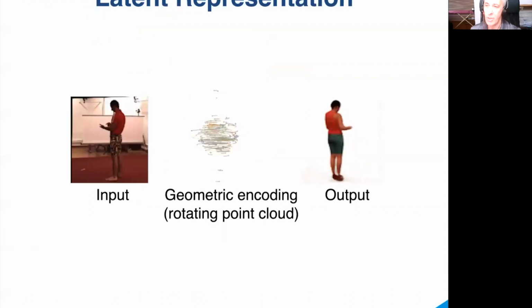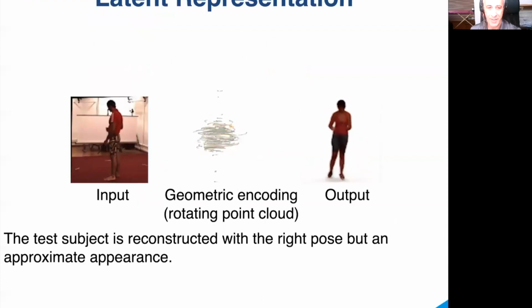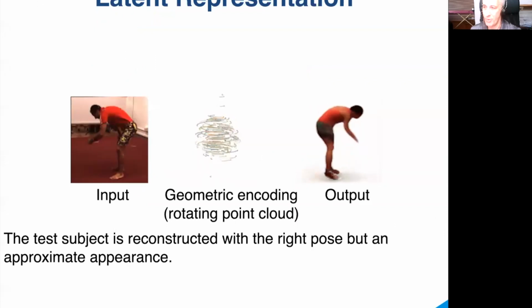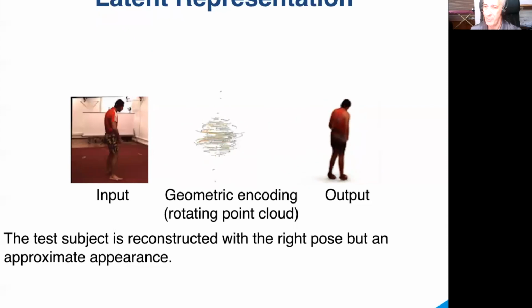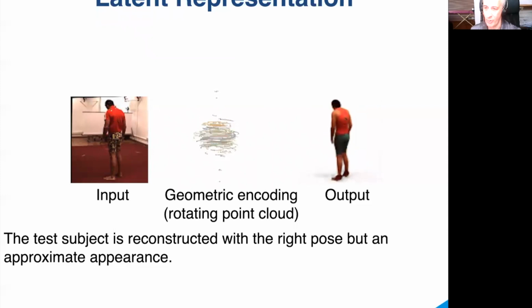In short, the pose of a test subject can be represented as an L by 3 matrix that can be represented as a point cloud. By decoding this point cloud using the appearance of someone else, we can synthesize the image of the first person with the appearance of the second.